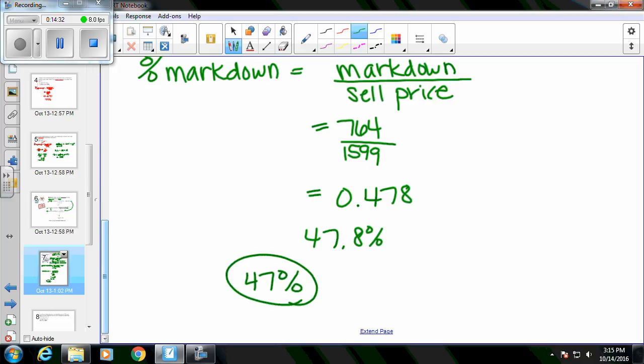Because if I round up, that means I'm going to take more of a price off, and it's going to end up making my selling price below what they paid for it, below $835, and they would lose money. So this is why we have to keep it at 47%. This is an excellent situation of making sure you're paying attention and reading carefully. Okay?